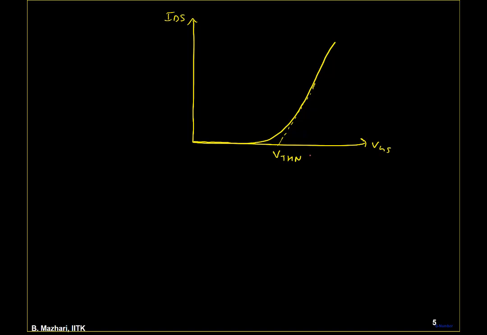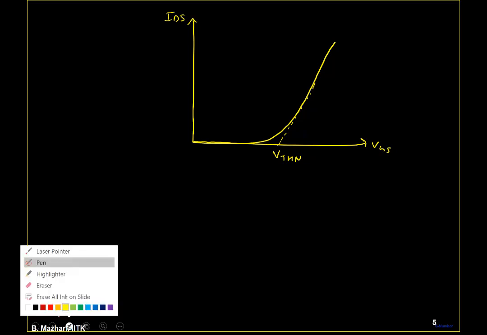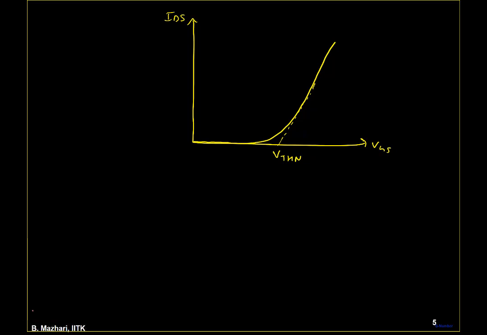Anything wrong with this? IDS versus VGS. Since I've been drawing lots of wrong things, is there anything wrong in this also? Nothing wrong? What is the current here?